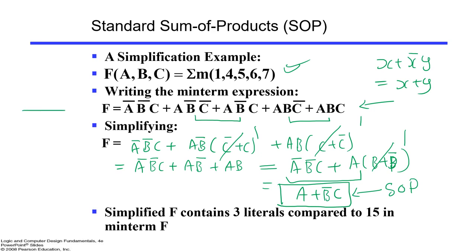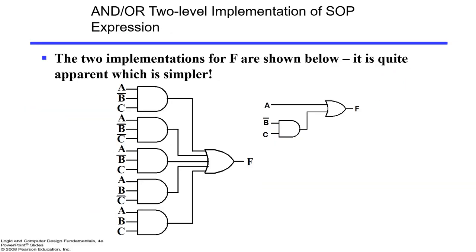Now you can check how many literals are in this expression. Literals means you just count how many variables are there. 1 2 3 4 5 6 7 8 9 10 11 12 13 14 15. Now how many literals here? 1 2 3. So from 15 literals in min-term form, we are able to reduce them down to 3 literals, which is much simpler. Getting it? So that's why we require simplification.